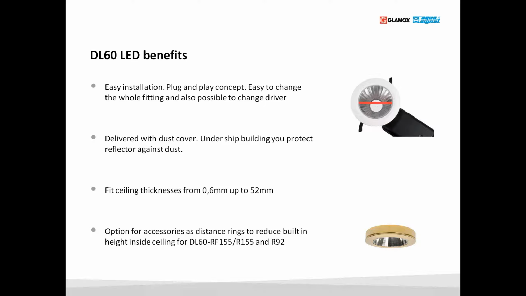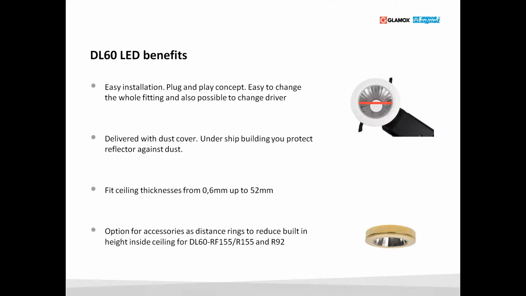We have a sales argument also that we are delivering with dust cover. So the DL60 R92 and RF and R155 is delivered with a dust cover. That means you protect it during the building period at the yards. So the last thing you are doing is removing this dust protecting part.